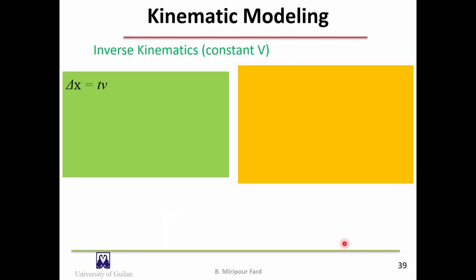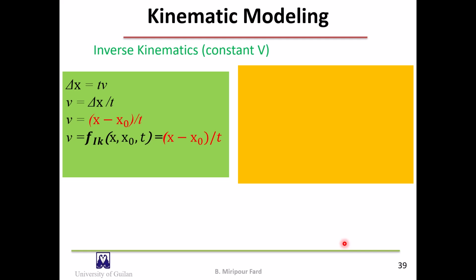To obtain inverse kinematic equations, we can use simple relations. The displacement delta x is equal to t times v, in which v denotes the constant velocity during the time duration that we represent by t. So we can write v equals x minus x0 over t. This equation shows the inverse kinematic model.